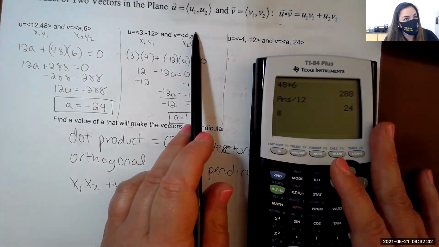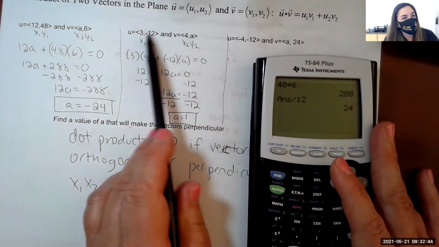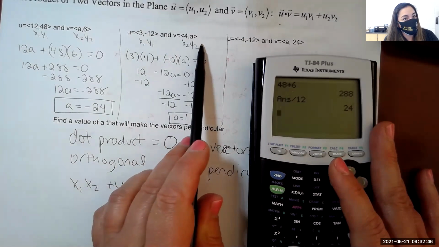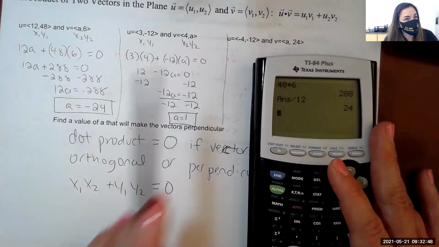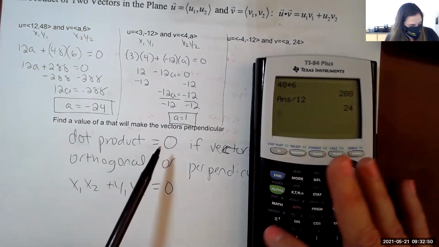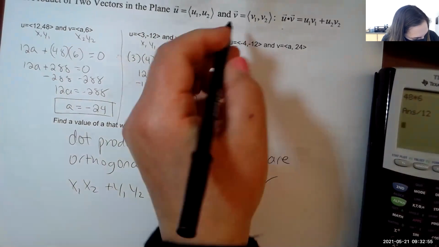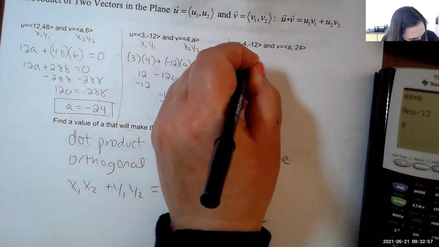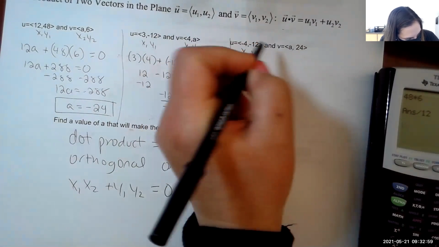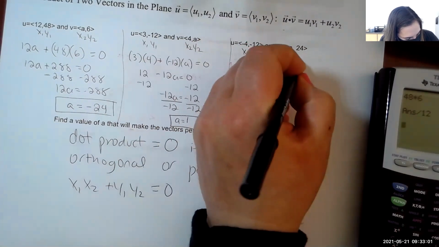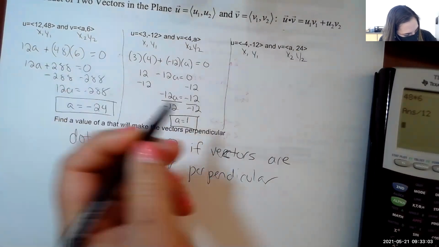You could plug it back in and say, is that dot product 0? 3 times 4 is 12. Negative 12 times 1 is negative 12. So that checks out. That's a dot product of 0. Okay. Do one more. So I have these two vectors, negative 4, negative 12, and just A and 24. So let's do it.